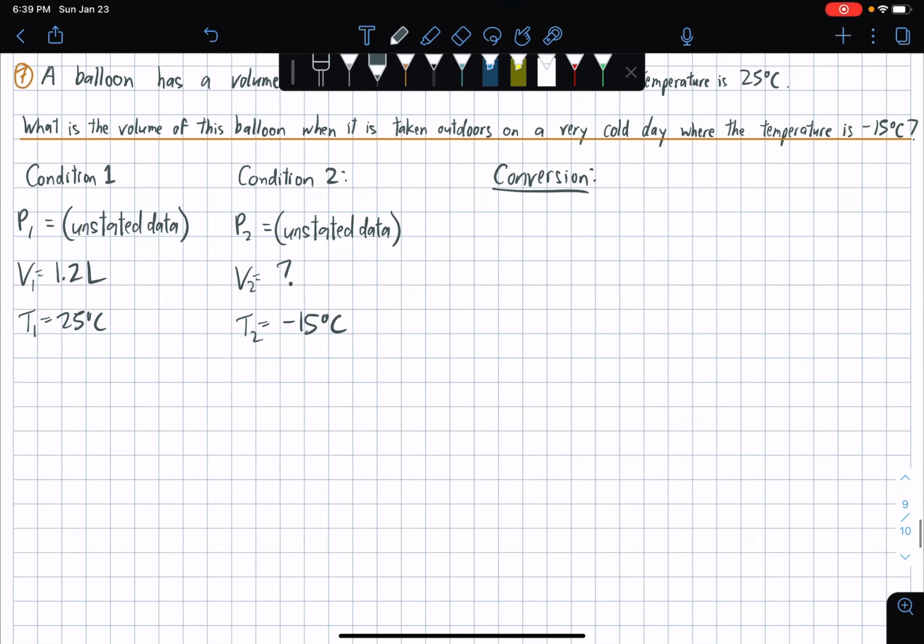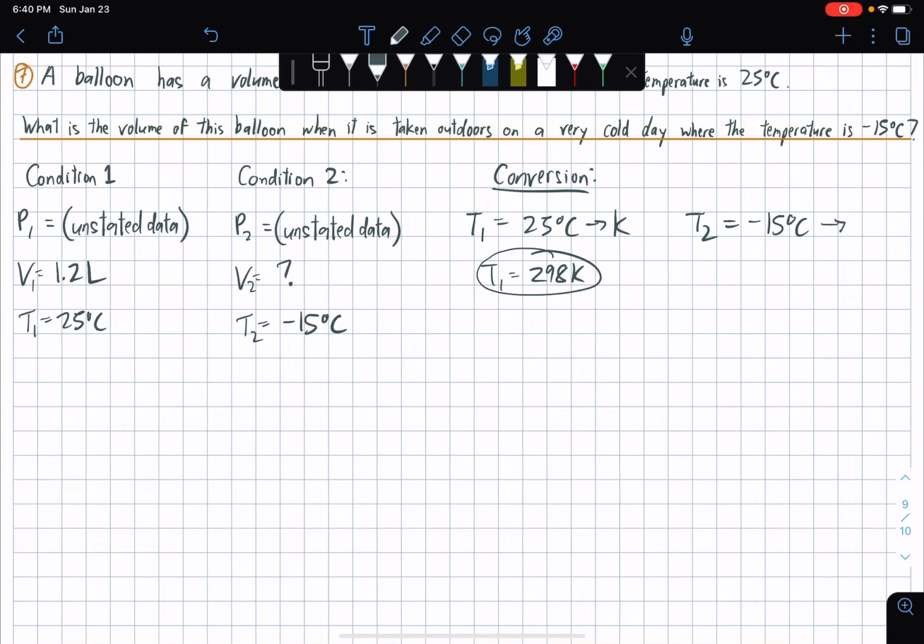Convert data. We have to convert two temperatures. Convert them to Kelvin. So temperature 1, 25 degrees Celsius to Kelvin. T1 is equivalent to 25 plus 273, which is 298. For T2, we have negative 15 degrees Celsius. Convert it to Kelvin. Negative 15 degrees C plus 273. In other words, T2 is equivalent to 258 Kelvin.